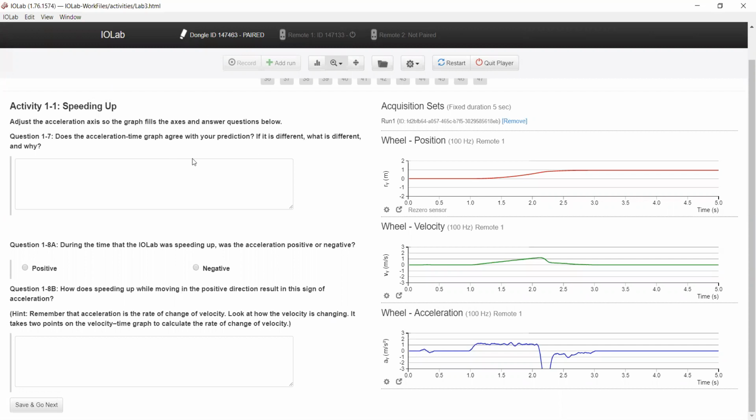Go ahead, go answer that one. Okay, so you can see the acceleration, see your region of interest. Where the IOLab was moving, whether it's positive or negative, you can see it here. That's constant or not. During the time IOLab was speeding up, the acceleration was positive or negative, you can see it here. So how does it speeding up while moving in the positive direction result in the sign of the acceleration? So you may go ahead and answer it, and after that click on save and go next.